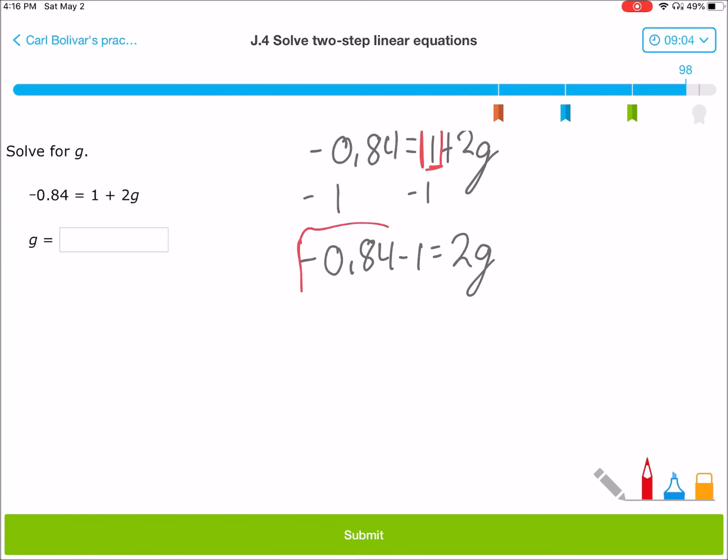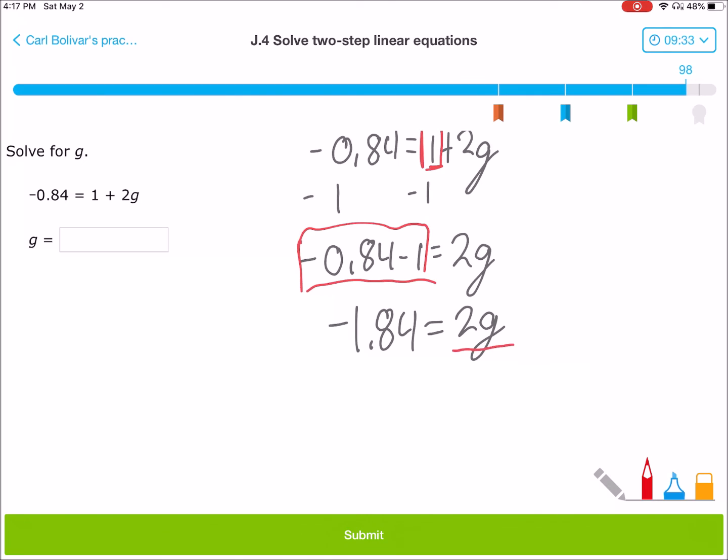Now let's simplify these. Now, I'm doing these step by step so that you can understand them better, but over time you will get a lot faster at these and just start skipping steps. But I wouldn't recommend skipping steps at the beginning because you can miss a lot and get the questions wrong. So then this would simplify to negative 1.84 is equal to 2g.